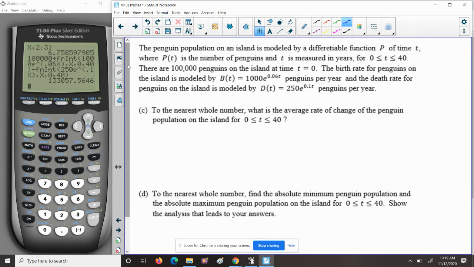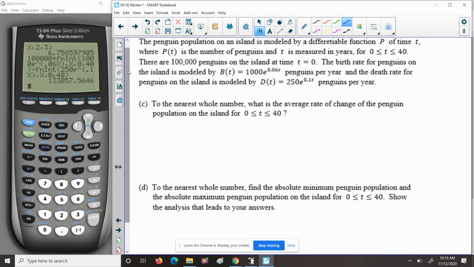All right. I kept our information here. There's two more parts. Part C: to the nearest whole number, what's the average rate of change of the penguin population? So average rate of change, think about what we just said. We said rate of change, P prime of t, was B minus D, right? Okay, so if we want to find the average of that, we need to take 1 over B minus A, which would be integral, and then times integral.